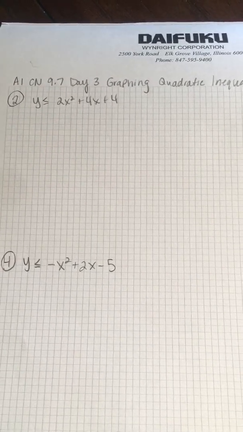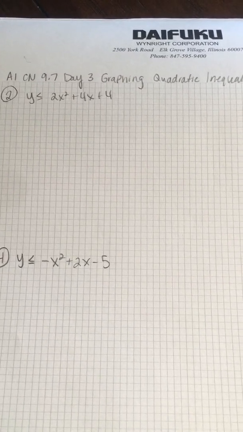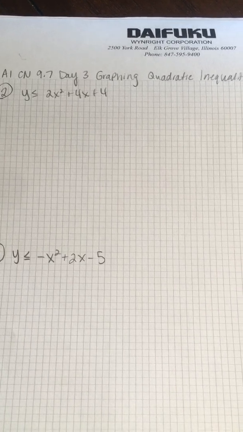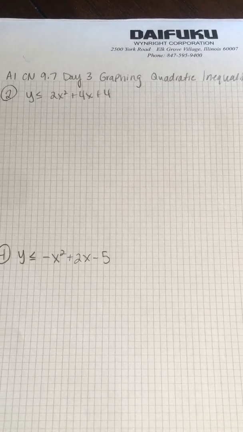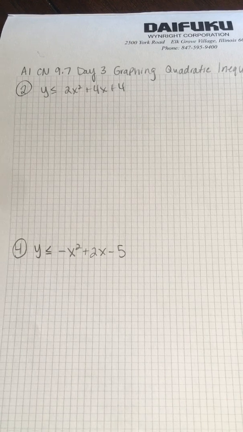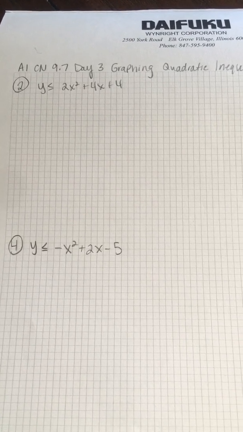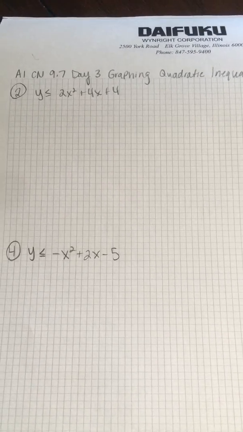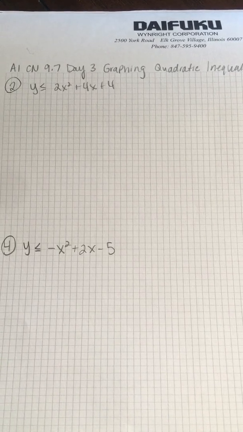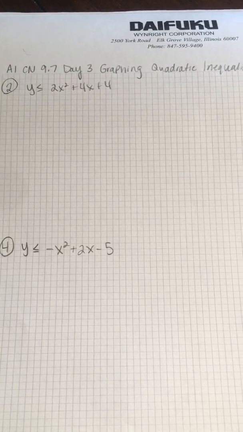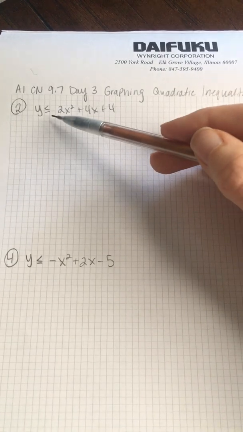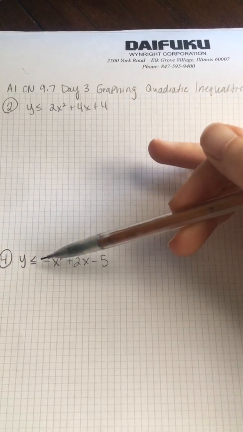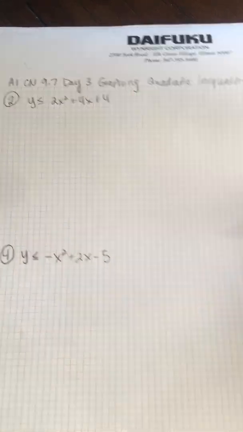Hi everyone, we're going to take our last day of class notes on 9-7. So this is our third day of graphing quadratic inequalities. The steps, remember, are to list A, B, and C, find the vertex, make a table, and graph. With inequalities, you have to do the added step of thinking about dotted or solid, where to shade.